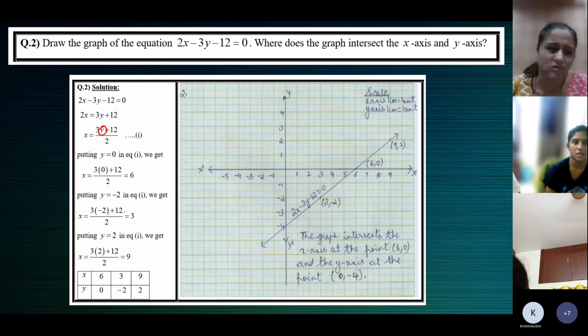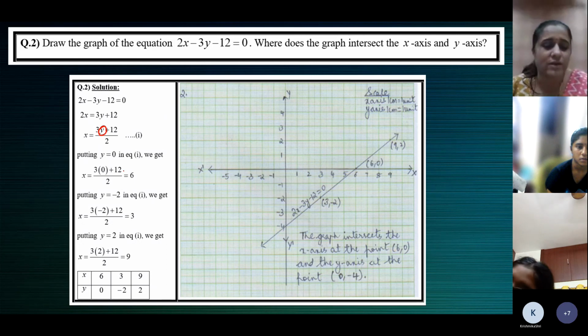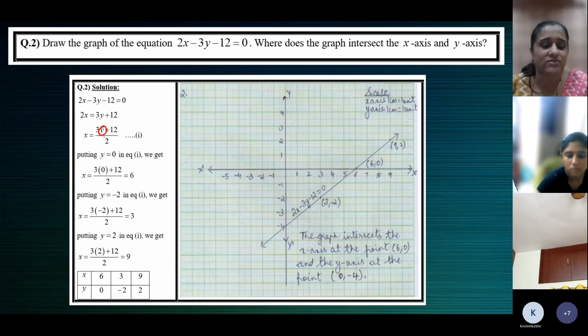Then put y is equal to -2 here. You can take any value, children, any value. I have taken -2. When you take y as -2, what will you get? 3 into -2 plus 12 by 2. So this is -6 plus 12, so 6 by 2, which is 3.